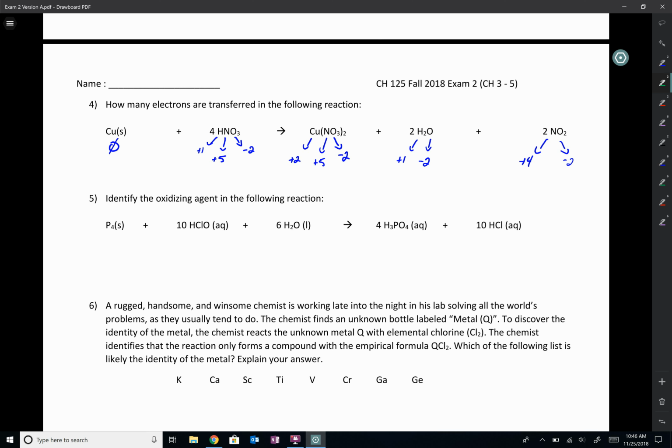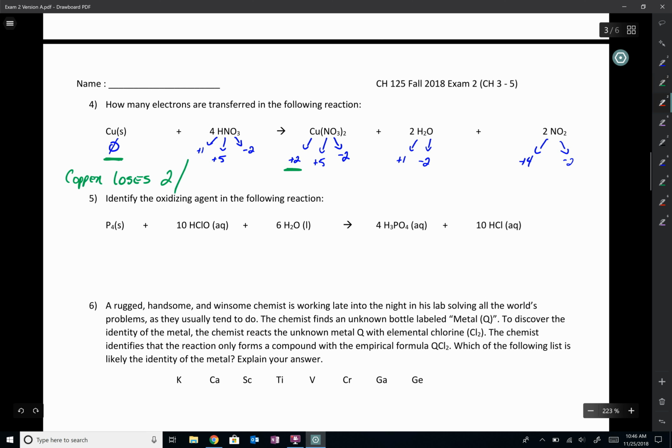All right, so it asks how many electrons are transferred, so we have to find where there are changes in oxidation states. Well, copper goes from 0 to +2. So how many electrons are transferred? Well, it transfers 2 electrons. The copper loses 2, okay? And if copper loses 2, something has to gain 2 electrons. So let's see if we can find that.